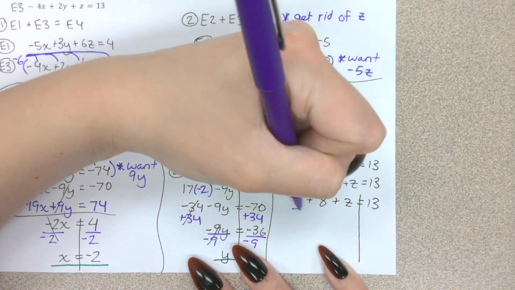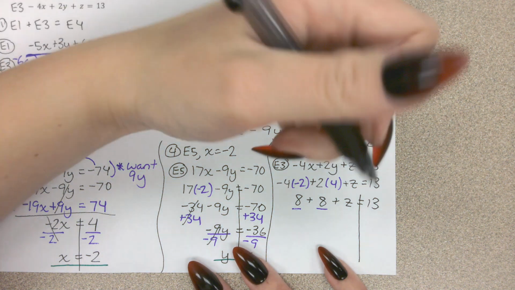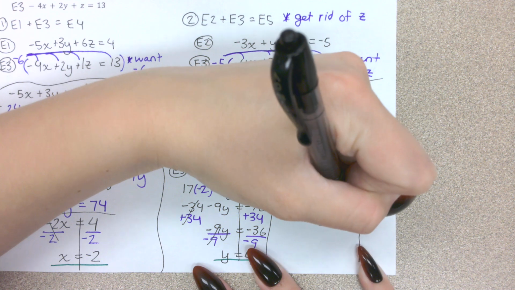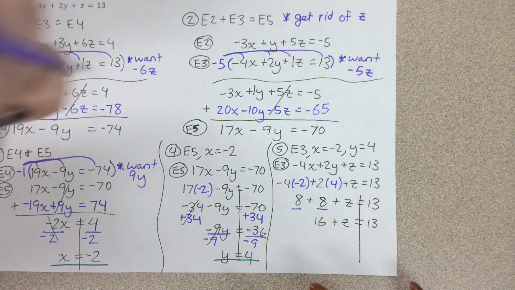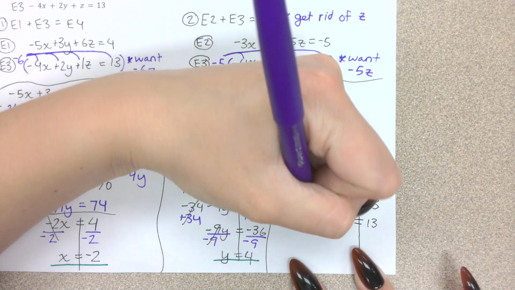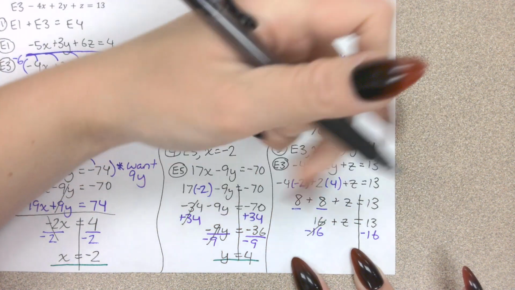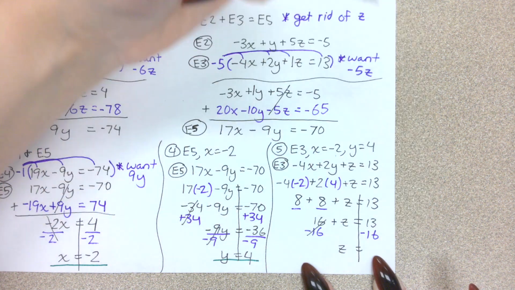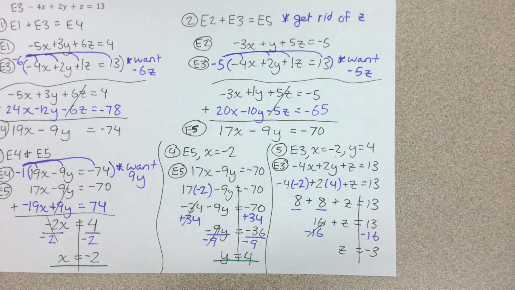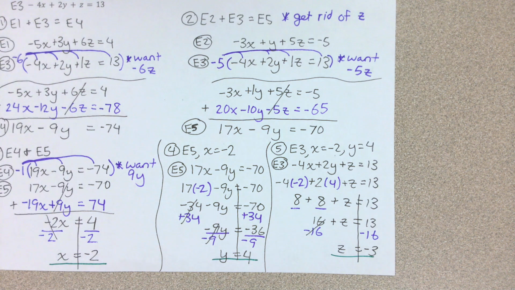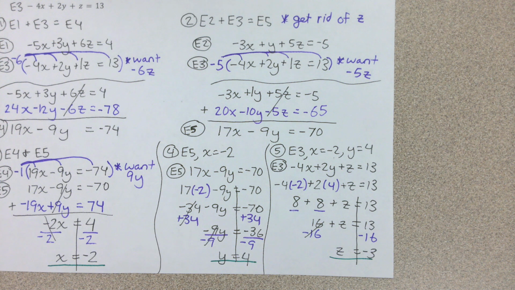Here we have 8 plus 8. They're on the same side, so we're just going to combine them as they are. 8 plus 8 is 16. Plus z equals 13. To get z by itself, we need to move that 16. This is +16, so we'll minus 16 on both sides. Z equals 13 minus 16, which is -3. I now know all 3 of my letters and know what their values are.